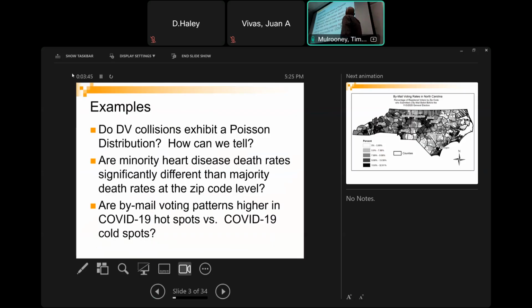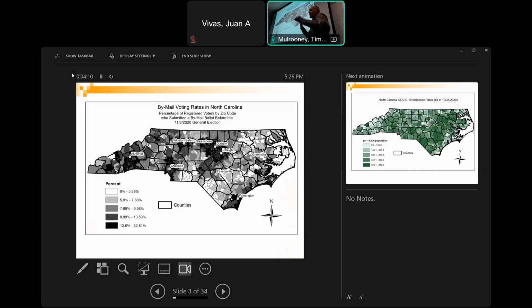Are by-mail voting patterns higher in COVID-19 hotspots versus COVID-19 cold spots? By-mail means people who literally mail in their ballot. Is there a relationship between areas with high COVID, the COVID-19 hotspots, mailing them in at higher rates versus COVID-19 cold spots where the COVID rates are really low? We could make pretty maps like this, because a lot of my effort, and a lot of the effort we'll talk about today, is turning voting data into maps like this.